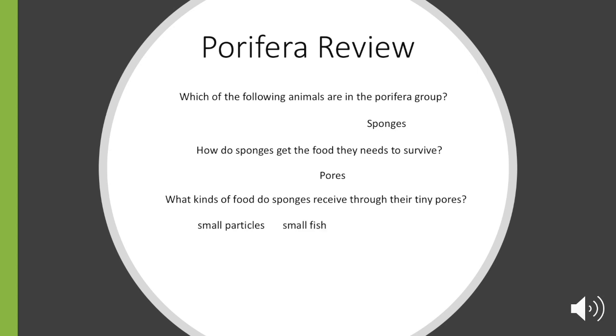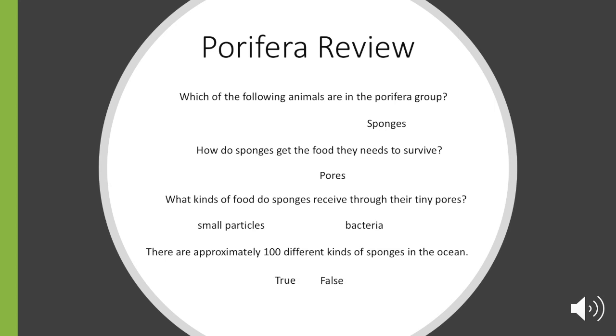What kinds of food do sponges receive through their tiny pores? Small particles, small fish, bacteria, and algae. Both bacteria and small particles. A little bit of a trick question there. There are approximately 100 different kinds of sponges in the ocean. True or false? That actually is false, and you might have said true because there are 100 different kinds of sponges, but they're not approximately 100 kinds of sponges. There are thousands and thousands of different kinds of sponges in the ocean. So if it didn't have the word approximately, that would have been a true answer.